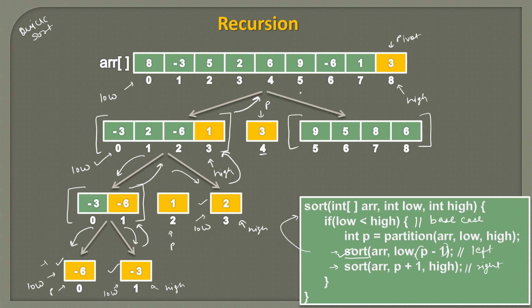And now we perform the same steps recursively on the right side of the elements which are greater than 3, which is at index 4. So now we perform the same step on this right side. So if we are going on the right side, we are doing p plus 1. We are going on the right side. The low will be from p plus 1 to high. So this is p. This will be our low. And this will be our high. Because this high has not changed its value.